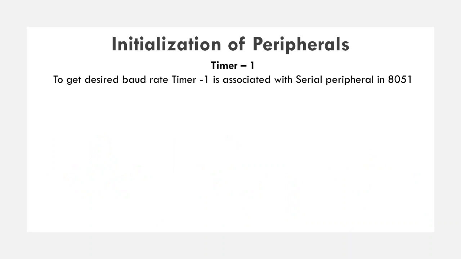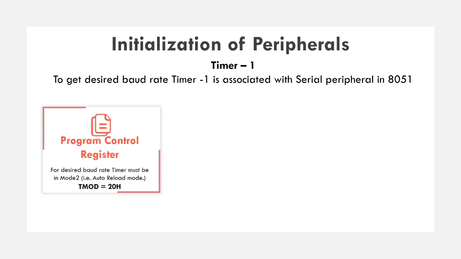So let us discuss first the initialization of peripherals. In serial communication, we are actually using two peripherals. The first one is timer 1, which we use here to generate the baud rate, and the second is the serial peripheral itself. In timer 1, we have to program the control register first. For serial communication, timer 1 is always programmed in mode 2, that is the auto-reload mode. To program that mode, we have to write 20H in the TMOD register.